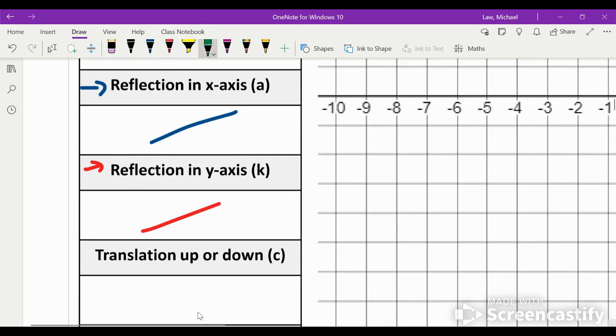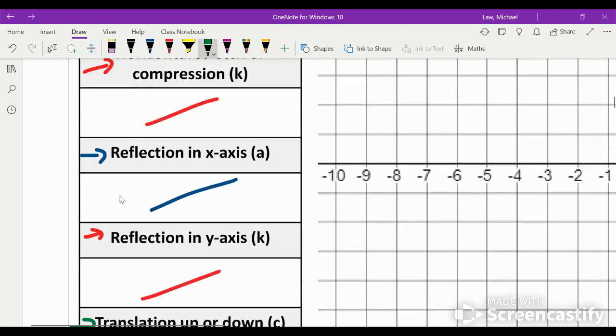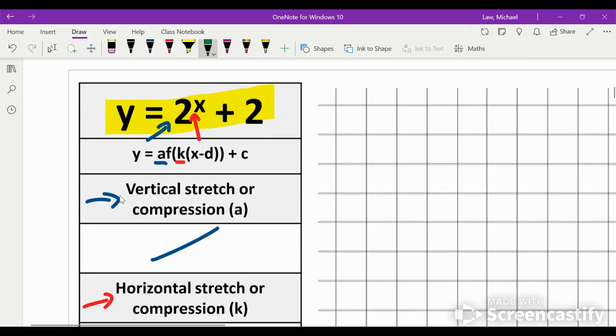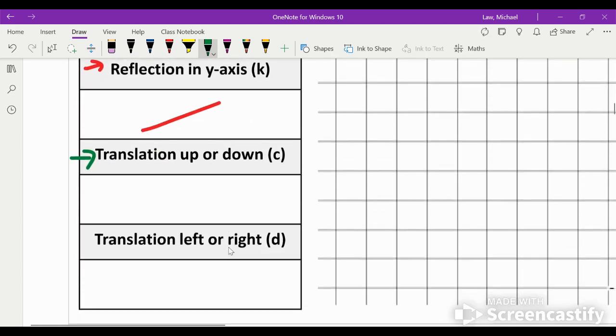Next up, we want to see if there's a translation upwards or downwards. The c value would be positioned over here. And as you can see, this is the c value. It is positive 2, which means it is going to be moved upwards by 2 units.